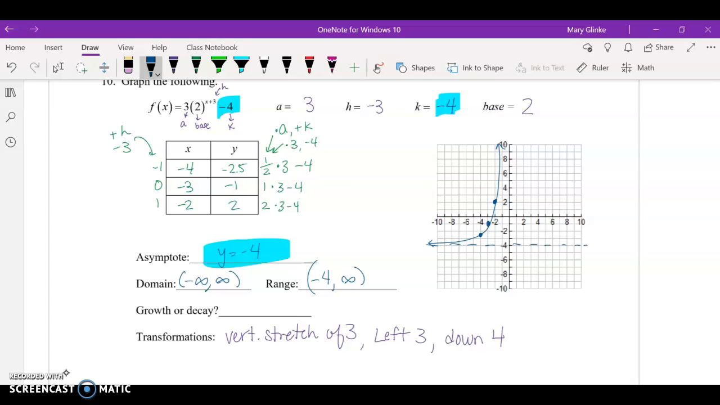And this one here from left to right, everything is growing. And my base is 2, so that backs that up. So if your base is greater than 1, it's growth. If it's between 0 and 1, it's decay.